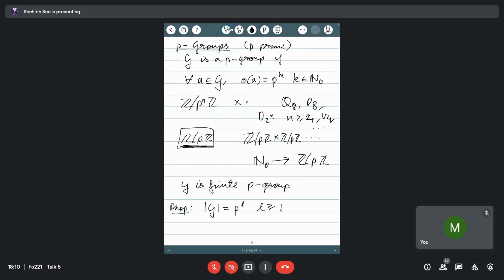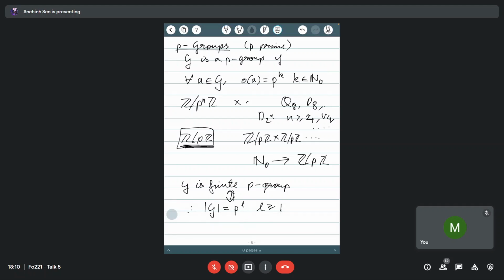Okay, but there is a small problem. What you proved is basically if G is of this form, then it's a P group. That's what you proved, right? Yes. But I'm asking you to prove the converse. That is, if G is a finite P group, then it's of this form. So basically, you'll get this is true.